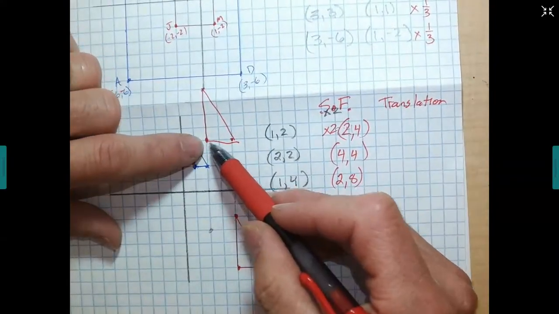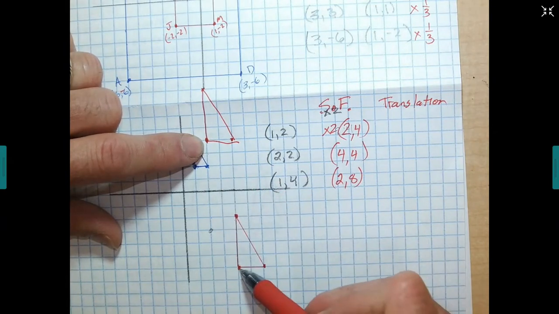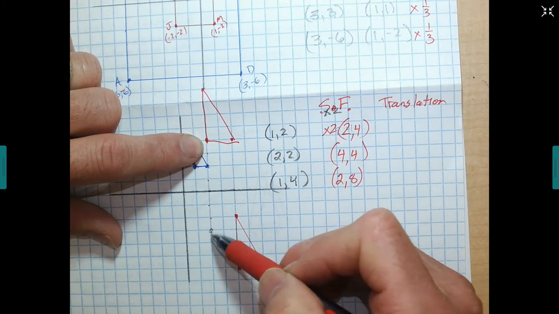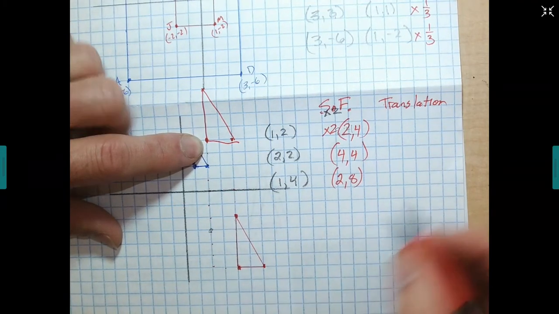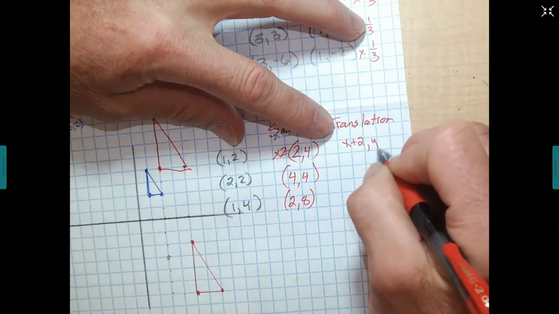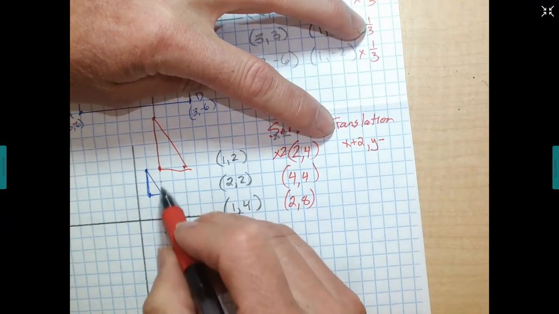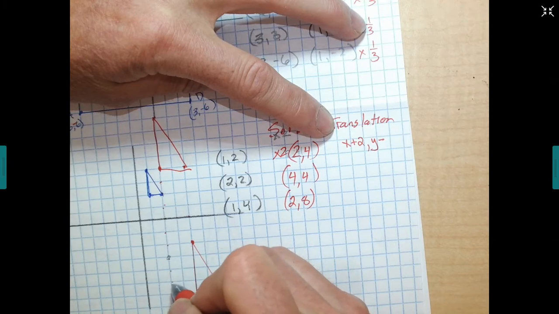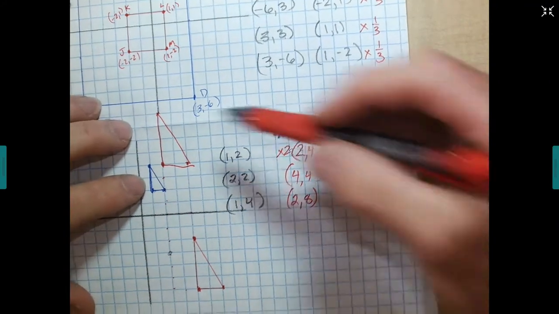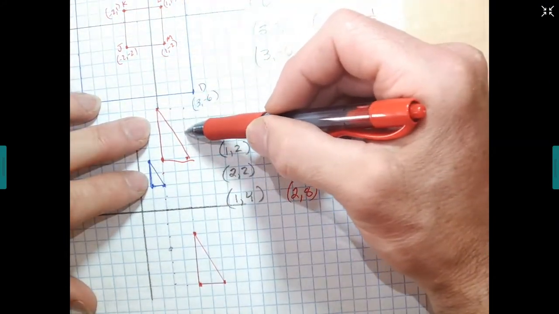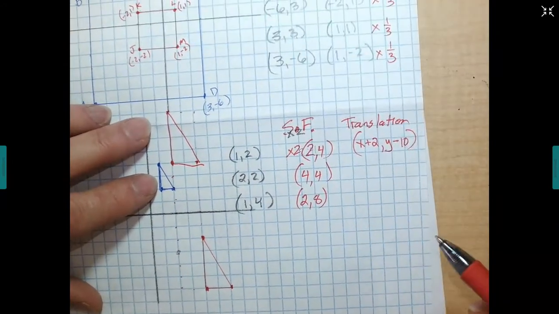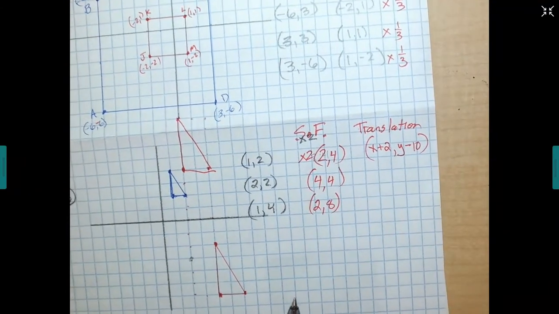So if we go, let's say, from this point to this point, we have to go down 1, 2, 3, 4, 5, 6, 7, 8, 9, 10, and over 1, 2. So it's right 2, x plus 2, and y minus 10. Let's see if that works for each one of them. So x plus 2, and down 1, 2, 3, 4, 5, 6, 7, 8, 9, 10. Perfect. So there's our translation. So that's your scale factor and your translation for number 15.